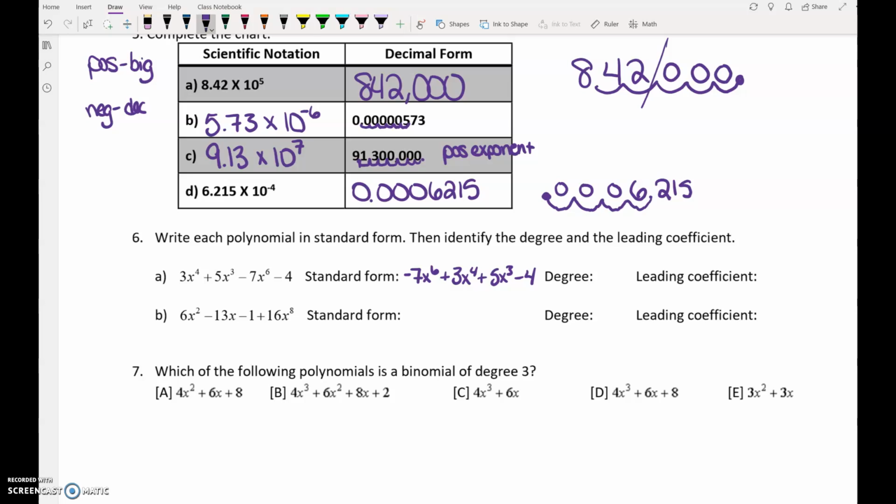The degree is simply the largest exponent. So your degree is going to be that largest exponent, 6. Your leading coefficient is going to be the number in front of the term that has the largest exponent, -7. There's really no trick to this problem. You just have to memorize the degree is the largest exponent. The leading coefficient is the number in front of that term.